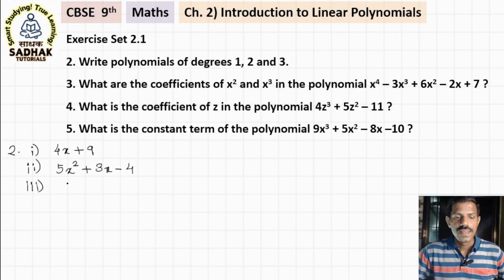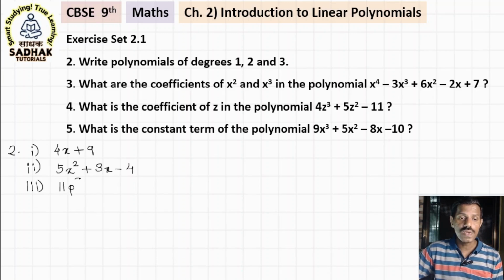Fine, then let us write the third polynomial, and this time let us choose a different variable. Instead of x, let us take p. We could write any number, so let us take 11. So 11p cube minus 3p square minus 9p plus 1. Here I have chosen to write a polynomial having 4 different terms. You can see the variable is p and the highest power is 3, so that is the degree of this polynomial. So that is the answer of question number 2.